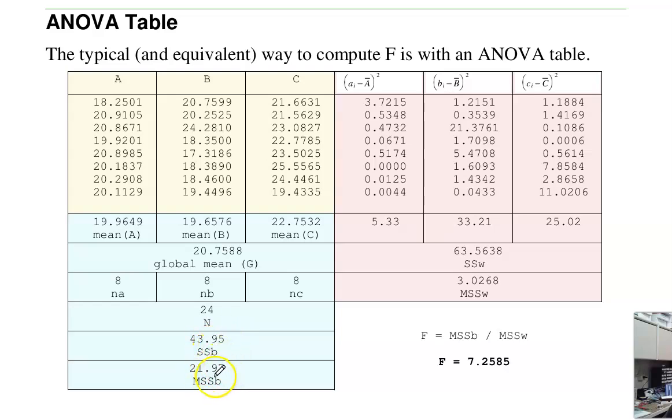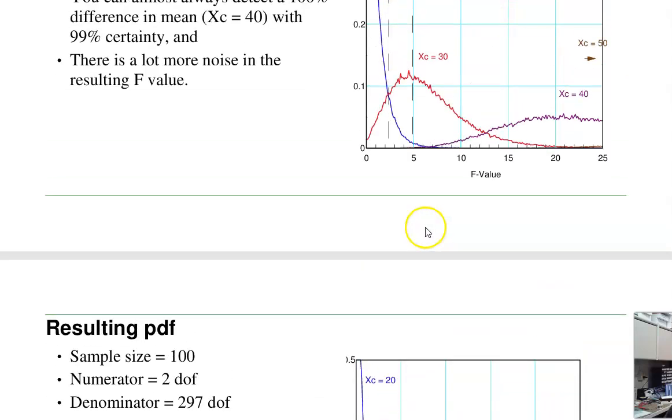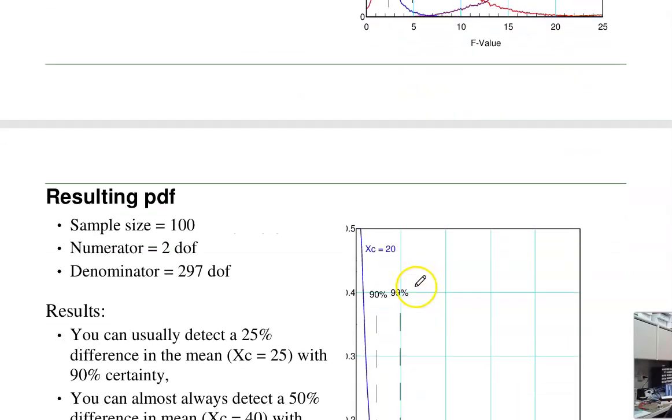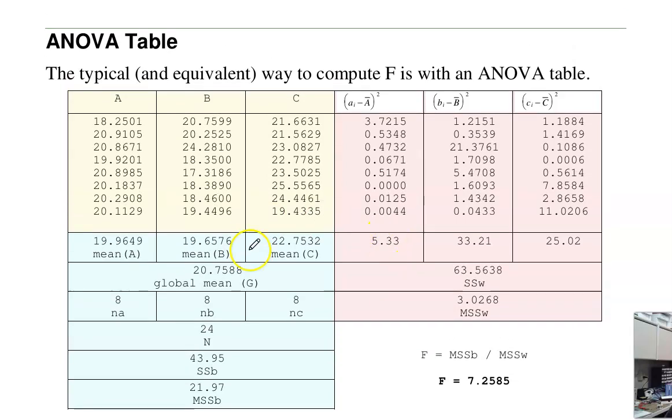Mean sum squared between columns. Over here on the right, this is the distance of A to A bar squared, summed up. Distance of B to B bar squared, C to C bar squared. Sum squared within columns, mean sum squared within columns. Then the F-score is the ratio of these two. This is a tabular way of doing the exact same thing that's done in this MATLAB code. So if you like MATLAB, I'd use this code. If you like tables, use this. Same thing.